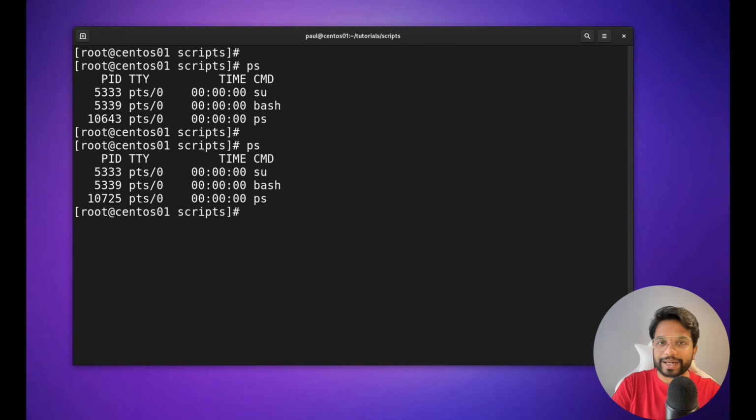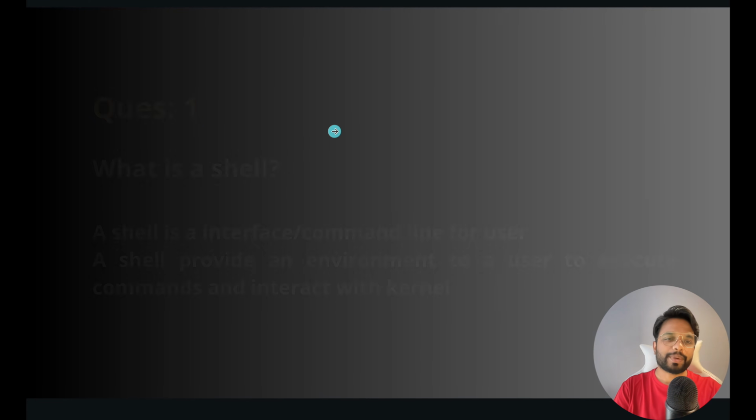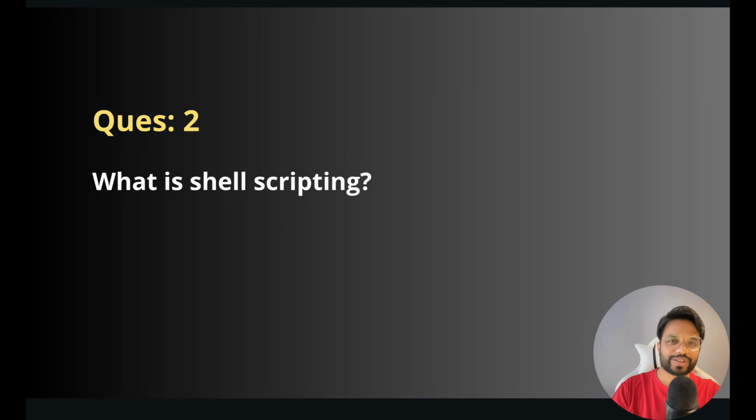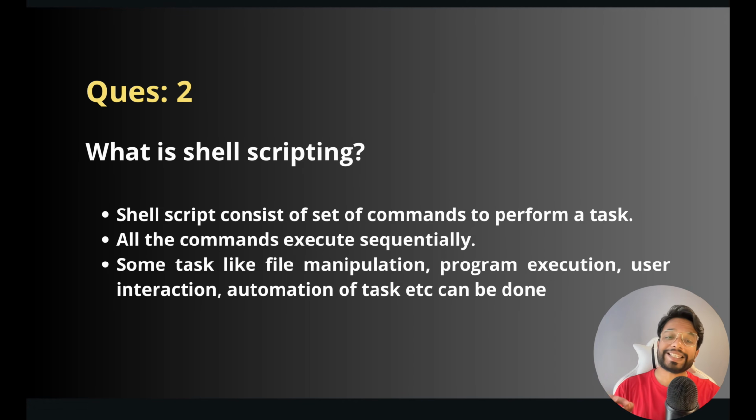or execute some commands. So question number 2 is, what is shell scripting? Because we are talking about the shell scripting. So shell script consists of set of commands to perform a task. Very simple. It is just a simple file with some task or set of commands in it. All the commands execute sequentially, and some of the tasks like file manipulation, program execution, user interaction, automation of tasks, etc. can be done. So repetitive tasks can be made easy using the shell script.